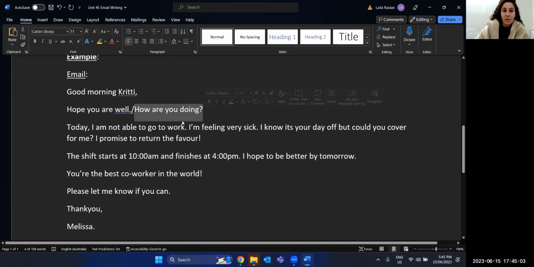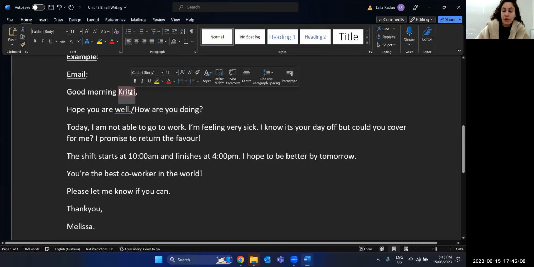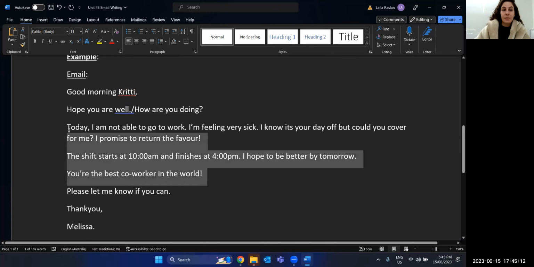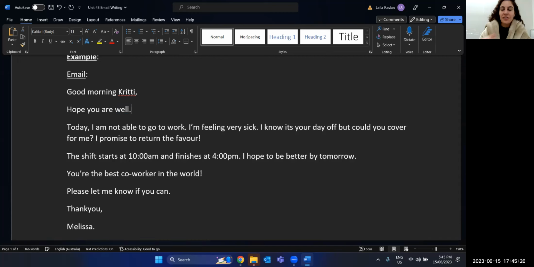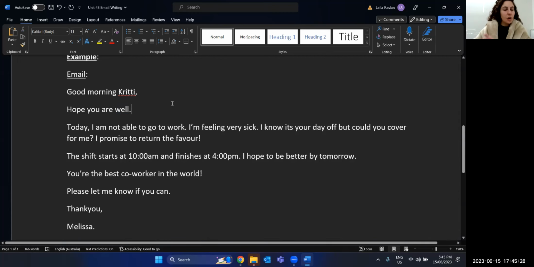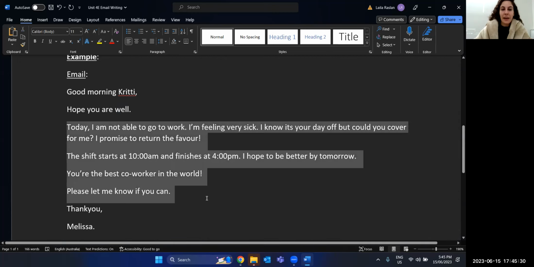So it's still an email, but we can see that Melissa knows Kriti because she works with her. She's asking her if she could cover for her, if she could take her job because she's sick. So it depends on putting how are you doing. It's just more common to say hope you are well, because you don't really want to focus on having an answer. Just hope you are well and just get to the main information. So this is very common. Hope you are well.